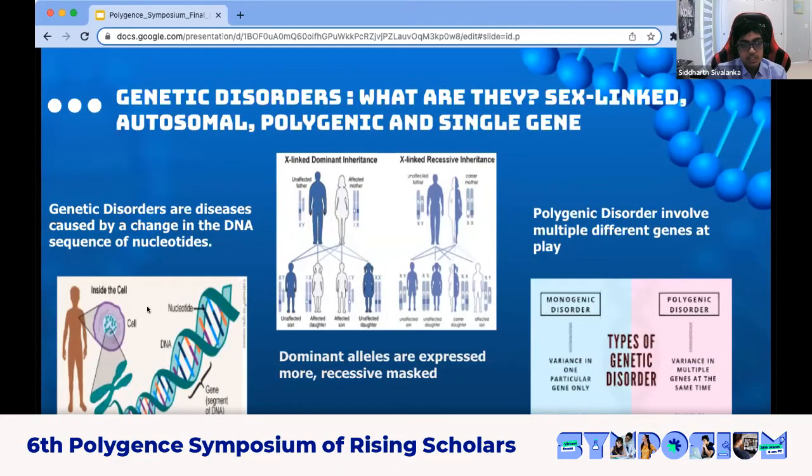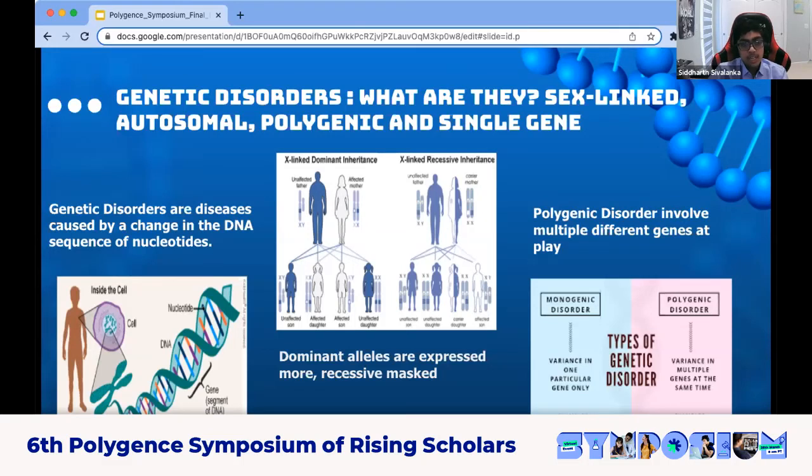So, genetic disorders. Genetic disorders are caused by changes in the DNA, usually through mutations. There are various types of these, like point mutations, chromosomal mutations, deletions, and insertions, and hence they can be good, bad, and sometimes even neutral.